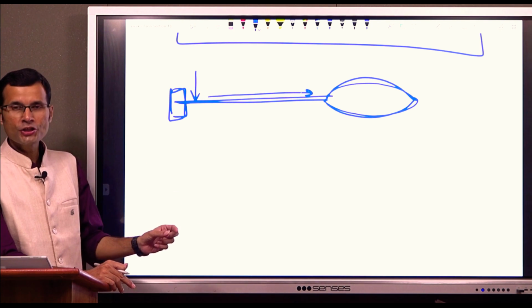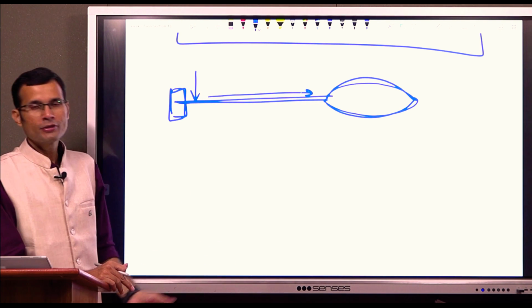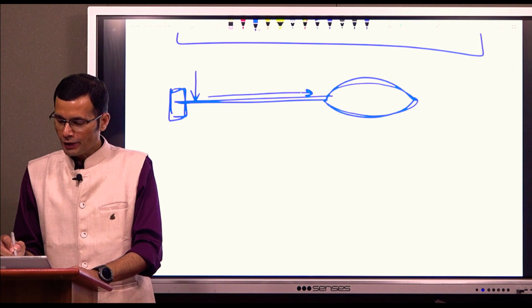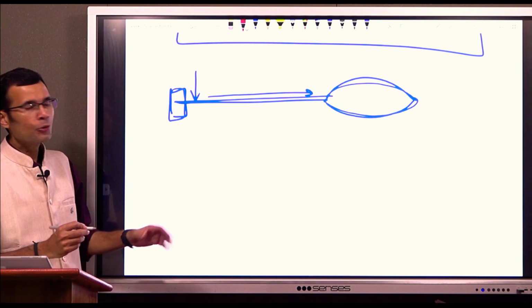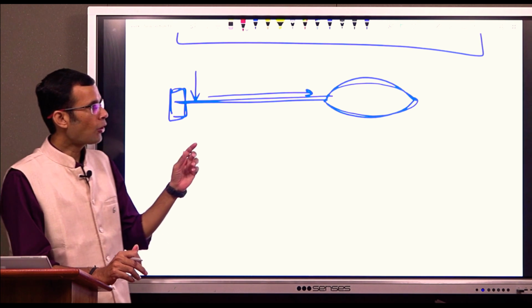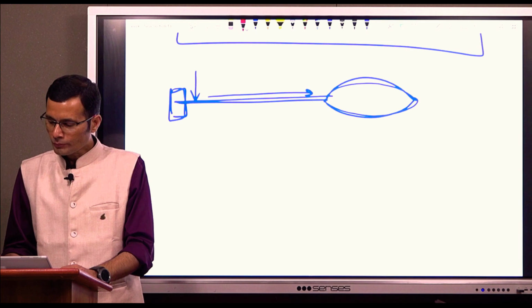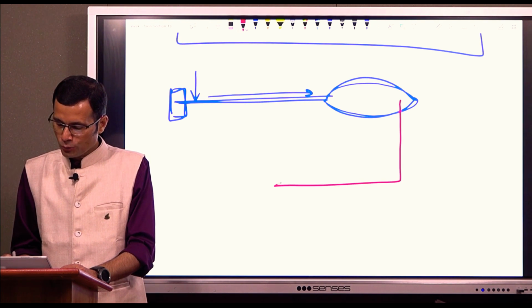Now, this twitch, we will record it on a drum. So, what we actually are going to achieve is we will record one single isolated contraction followed by relaxation. So, this muscle is connected to a writing lever.